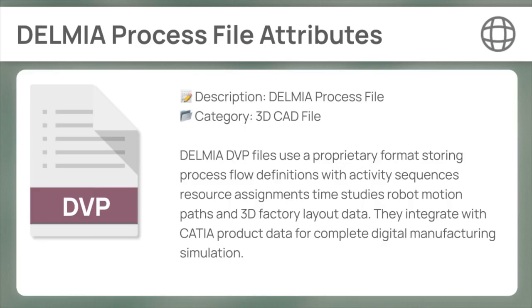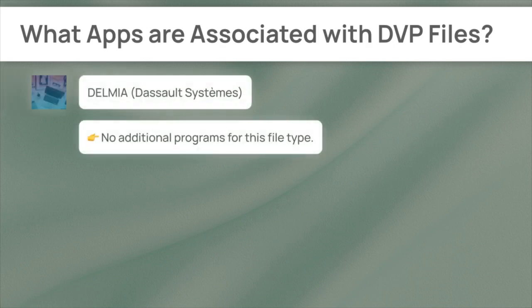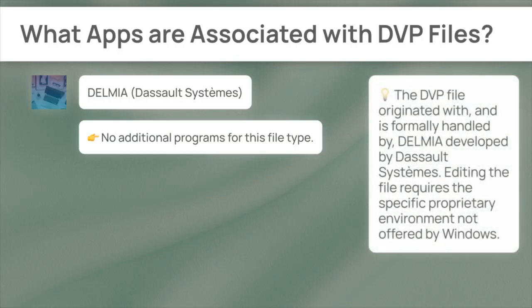They integrate with CATIA product data for complete digital manufacturing simulation. The specific reading module for DVP files is provided by DELMIA from Dassault Systèmes. To unlock the full potential of this format, a dedicated program is required for rendering. Windows lacks advanced 3D interpretation, so proper inspection requires dedicated engineering programs.